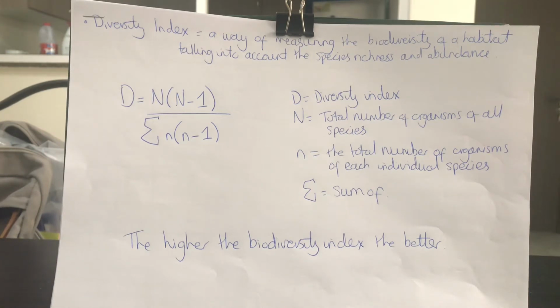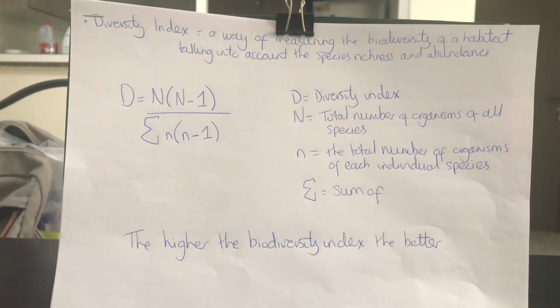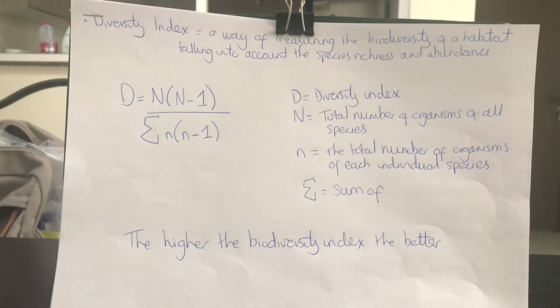But there is actually a quantifiable way that we can do this, and this is the equation that I was talking about, the diversity index. The diversity index is a way of measuring the biodiversity of a habitat, taking into account the species richness and abundance. Remember we said there was a difference between richness, so how many different species there were, and abundance, so how many there were of each type of species.